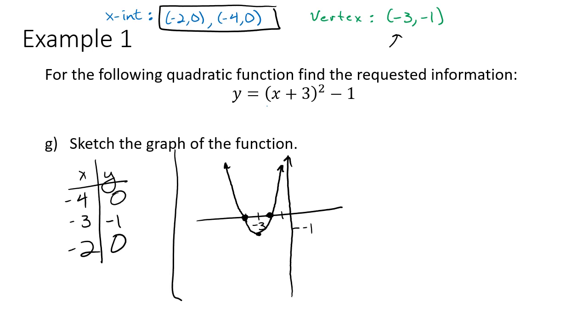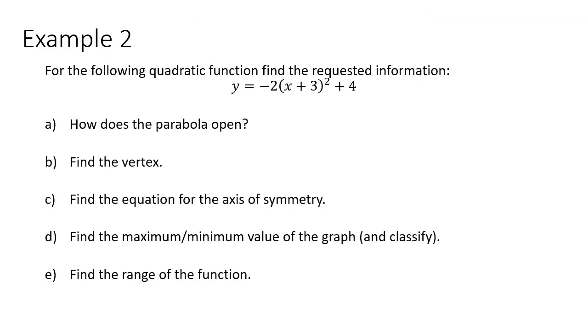All right, and so this is the graph we're looking for. So let's take a look at one more example involving the transformation form. In example 2, we've got y is equal to -2 times (x plus 3) quantity squared plus 4. So try pausing the video here and see if you can find the solutions to parts A through E of example 2.